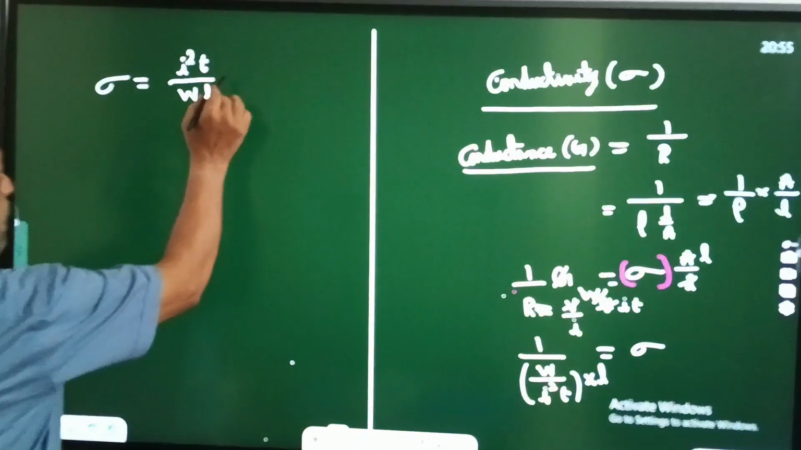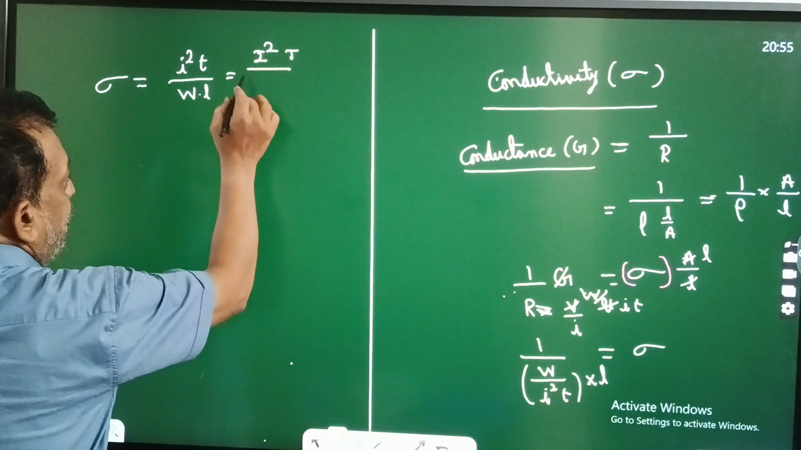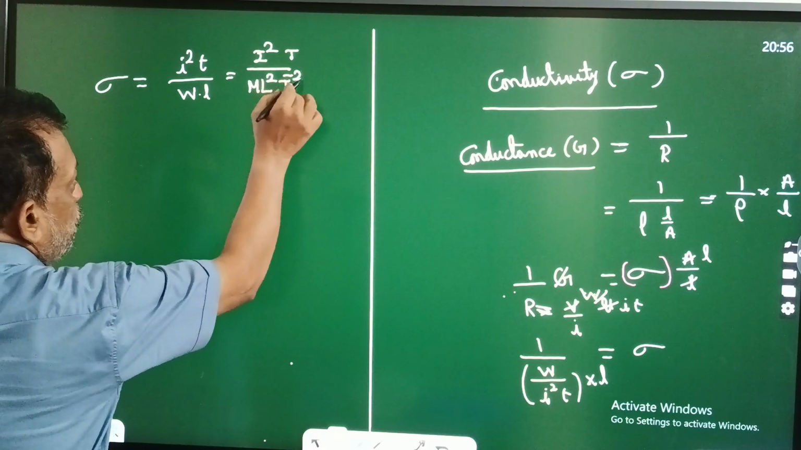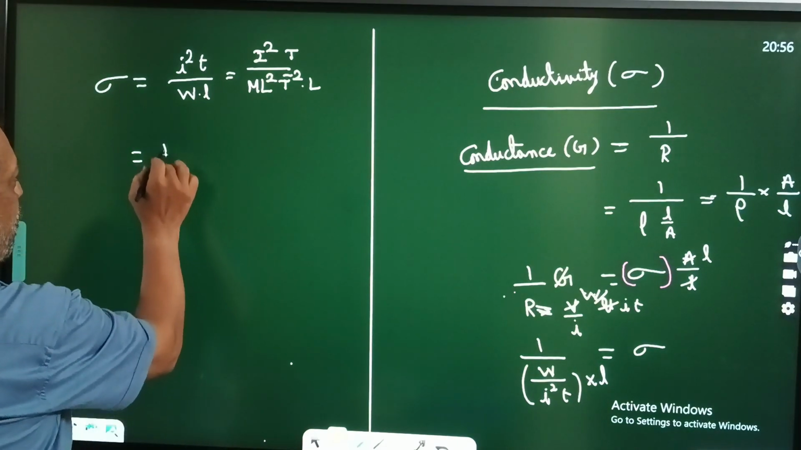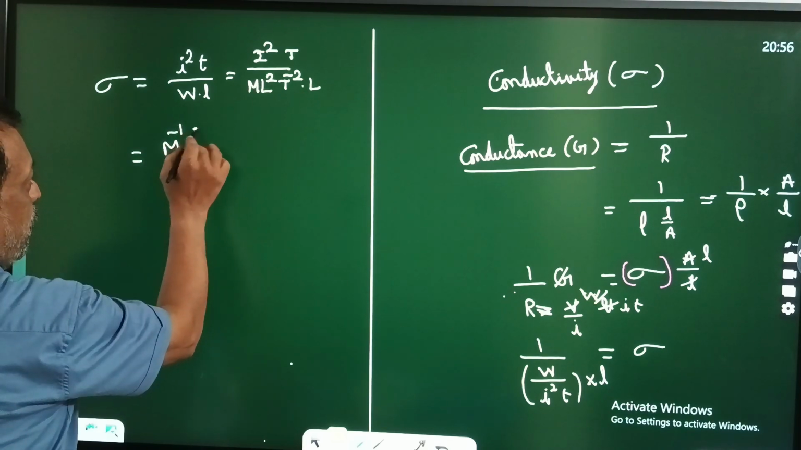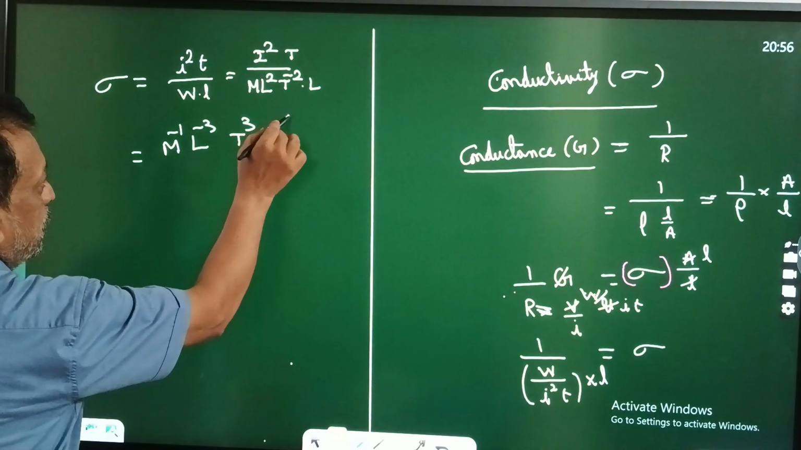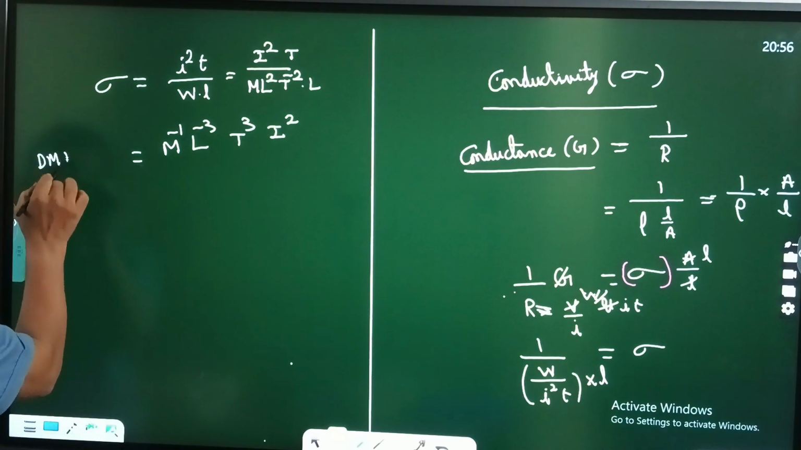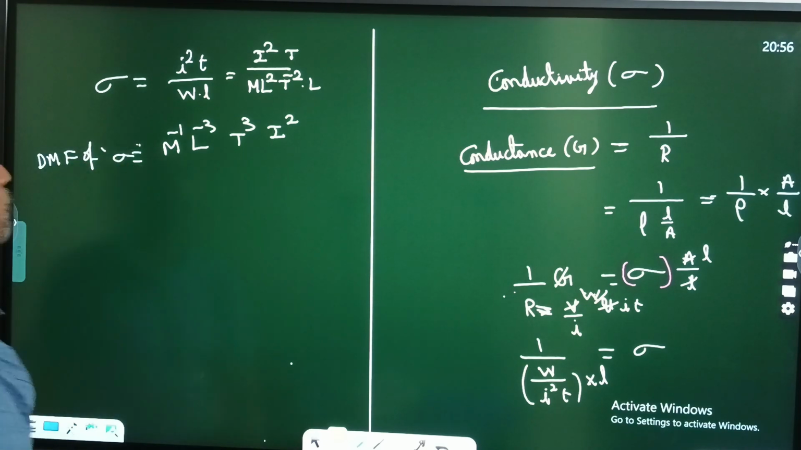Okay. Now write the dimension formula. This is I square T divided by work done, M L square T to the power of minus 2, into L. Make it to the right side. So M to the power of minus 1, L to the power of minus 3, take to top, T cube, I square. This is the DMF of sigma. We call it conductivity.